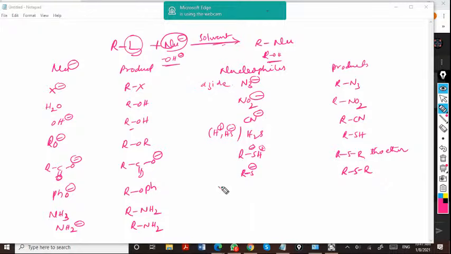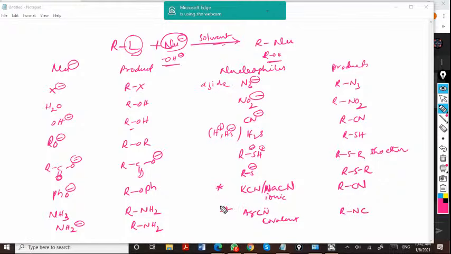Next, these are a little important. If I use KCN or NaCN, which are ionic cyanides, then it is going to give alkyl cyanide. When I use AgCN, which is a covalent cyanide, the attack will be from this side, so it's going to give isocyanide. These two are very important as nucleophilic substitution reactions.